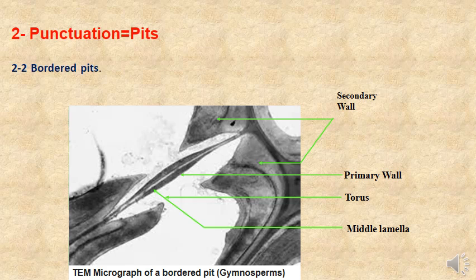The second type is called bordered pits. It's a continuity of the middle lamella and the primary wall. The primary wall forms a central thickening called a torus. The secondary wall is interrupted.